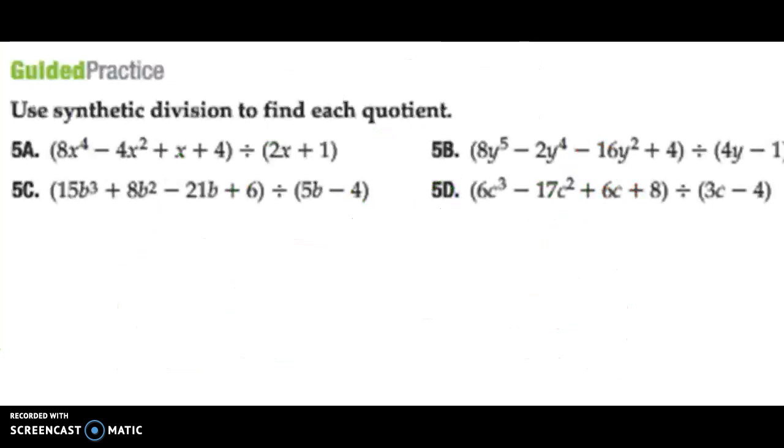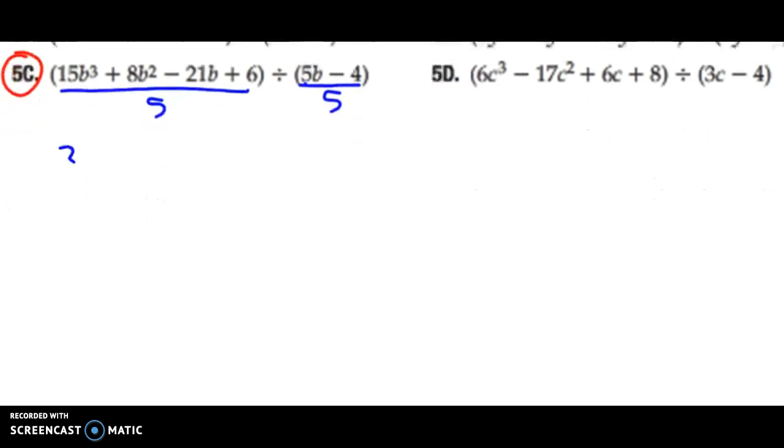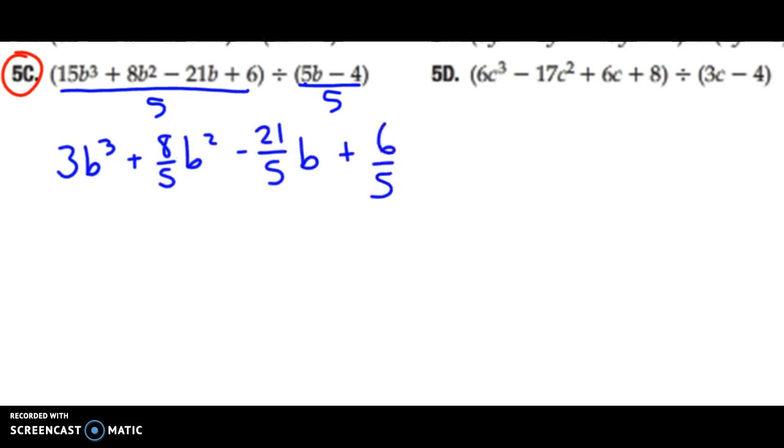Here's a couple guided practice problems that you can try. Why don't we try 5C? Okay, so the first thing I notice right here is that I have to get rid of this 5. So I divide everything by 5, right? And so I rewrite it, and it's going to be 3b to the 3rd plus 8b minus 21 fifths b plus 6 fifths. And that's going to be divided by b minus 4 fifths, right? So now I can write this in synthetic division.